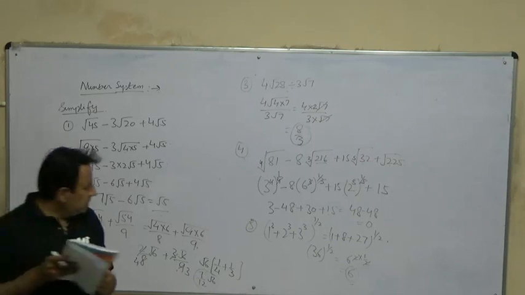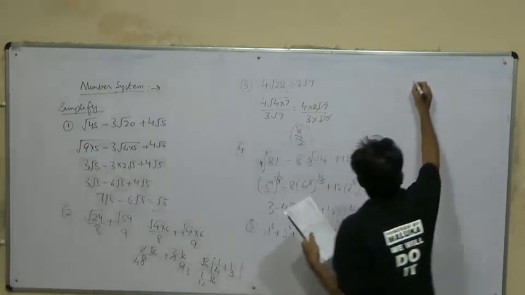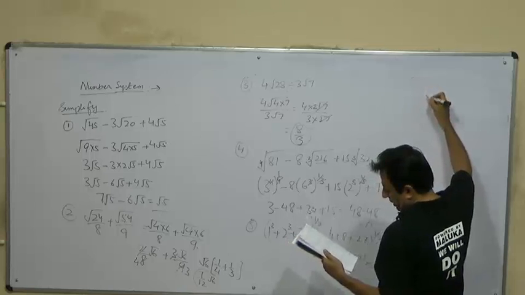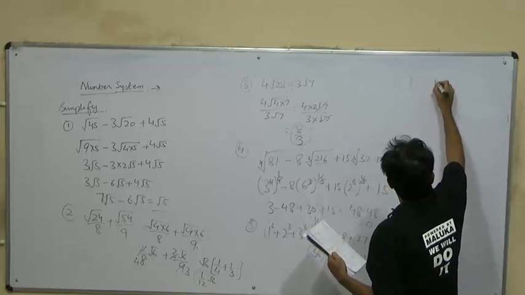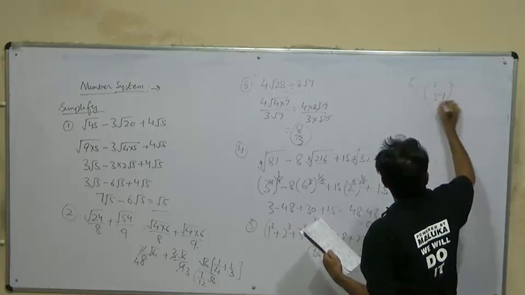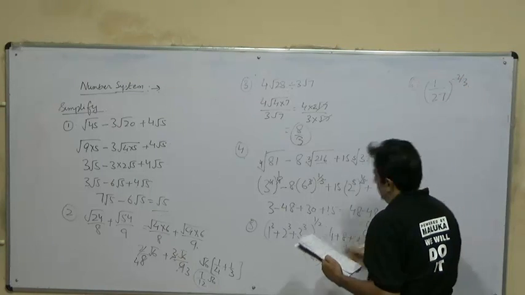The next is (1/27) raised to power -2/3.